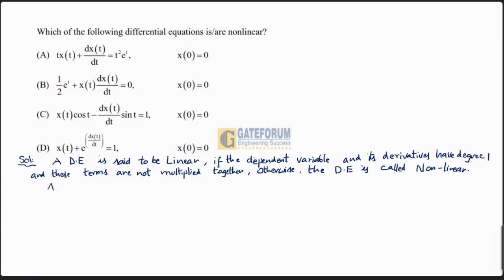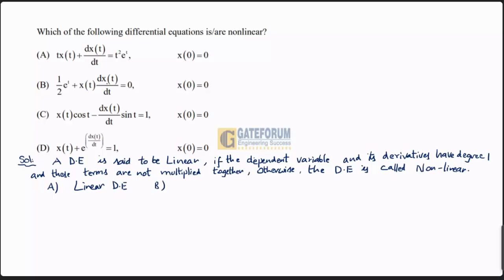So, first option A. Here the dependent variable is x, t is the independent variable, x power 1, its derivative dx by dt has power 1. These terms are not multiplied. So, linear differential equation, option A. Next, option B.